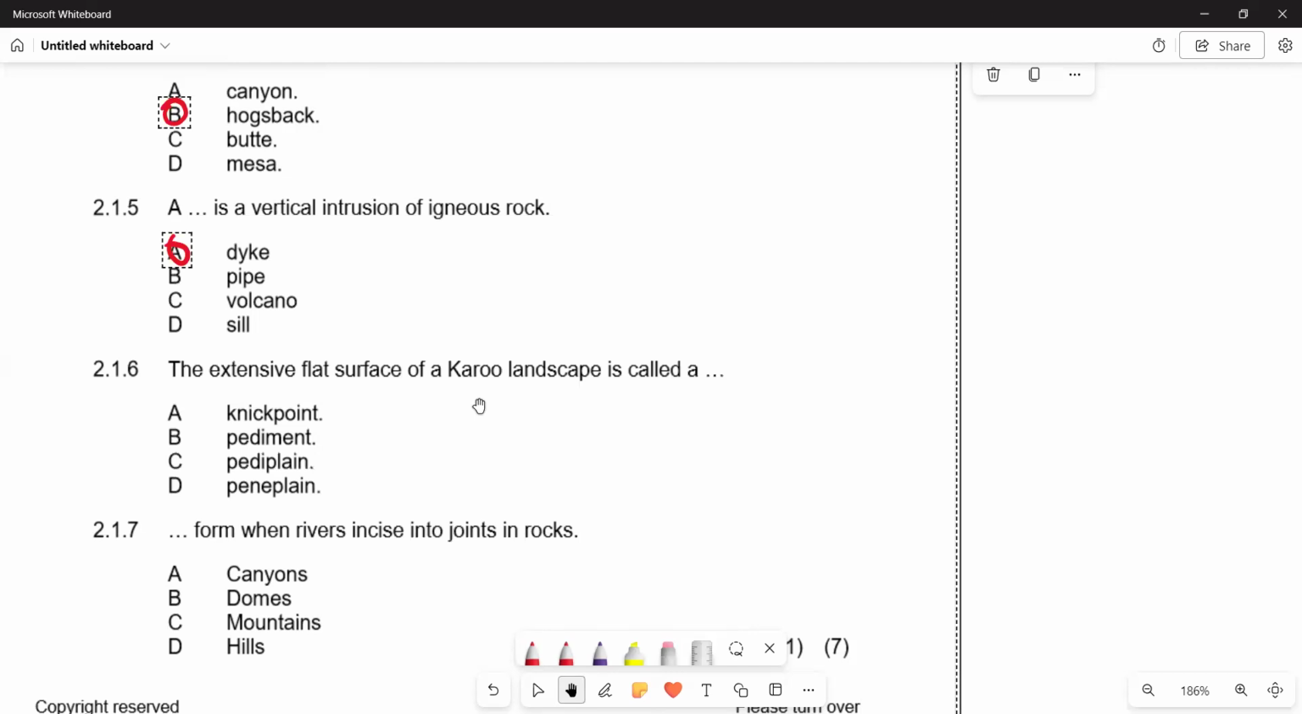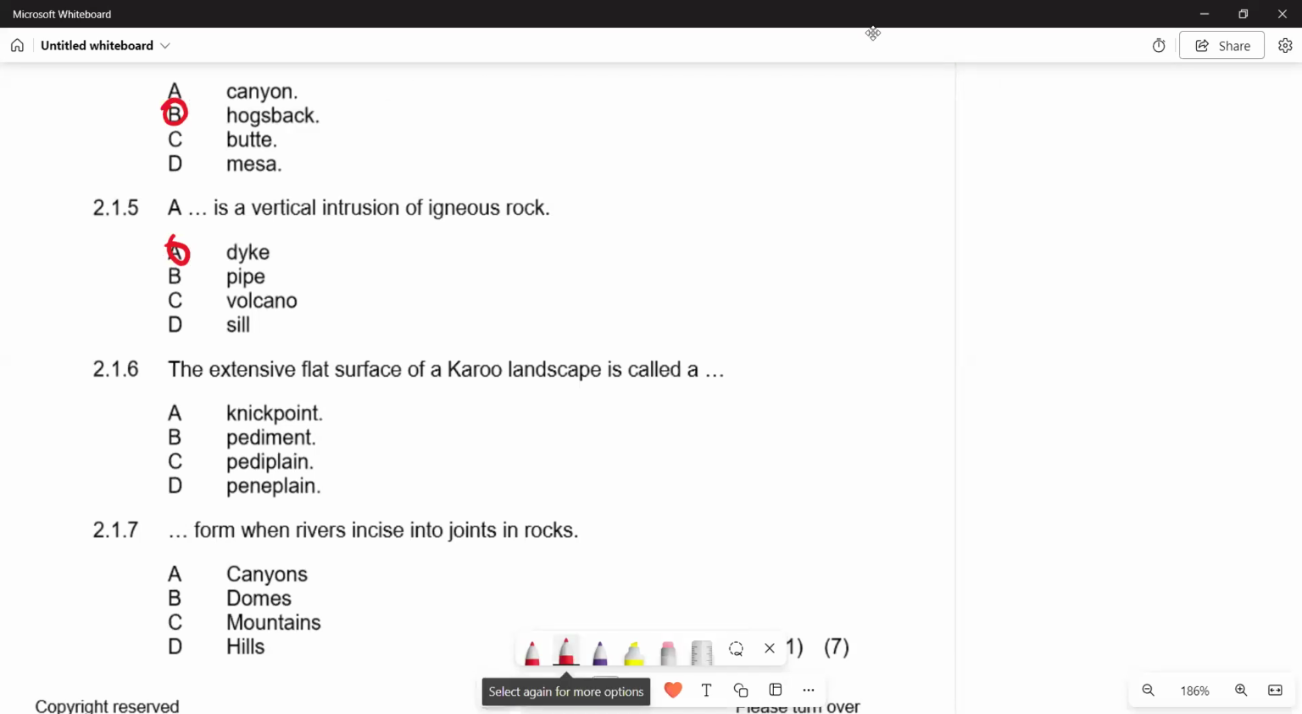So these are the answers that we have in terms of our multiple choice questions, and now we have the last question. The last question is saying dash forms when rivers incise into joints in rocks. A is canyons, B domes, C mountains, D hills. According to the responses that we have, you'd see that the answer on 2.1.7 is canyon, which is A.